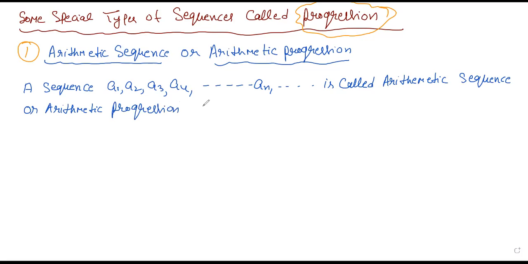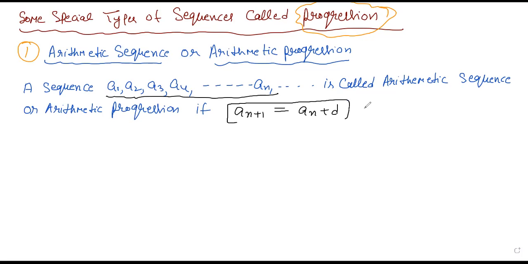Arithmetic progression, if... अब यहां पे आपको एक रूल लिखना है, कि ये जो सीक्वेंस है इसको हम अर्थमेटिक सीक्वेंस कब बोलेंगे. तो व्हाट इज द रूल? तो इफ a(n+1) इक्वल टू a(n)+d, where n belongs to नेचुरल नंबर.